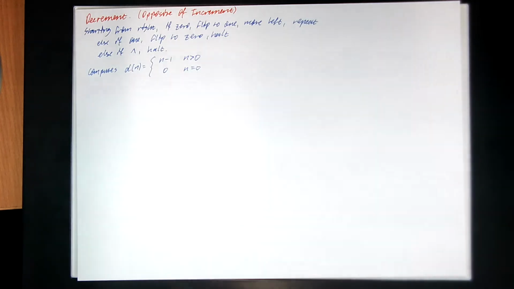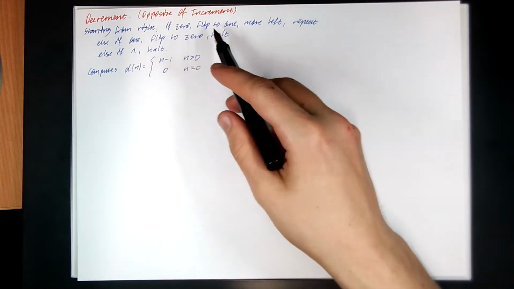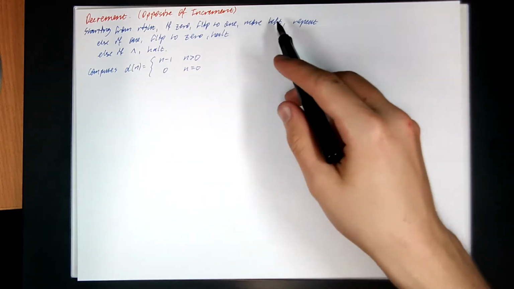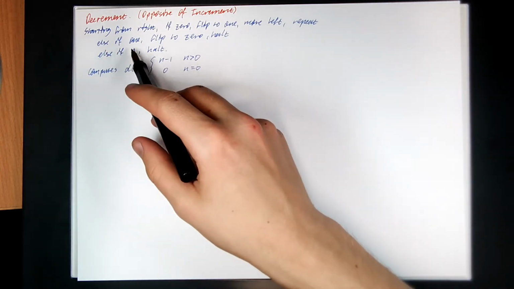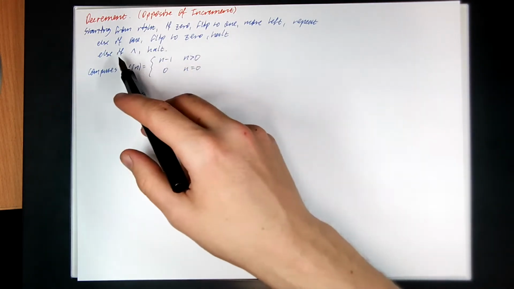So our algorithm to do so is: starting from the right-hand side of the number, if it's a 0, flip it to a 1, move to the left and repeat. Else if it's a 1, flip it to a 0 and halt. And also if it's a blank, halt.